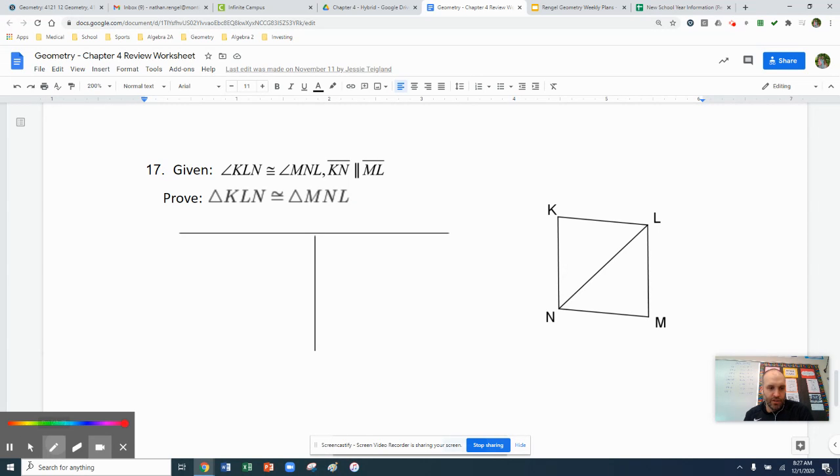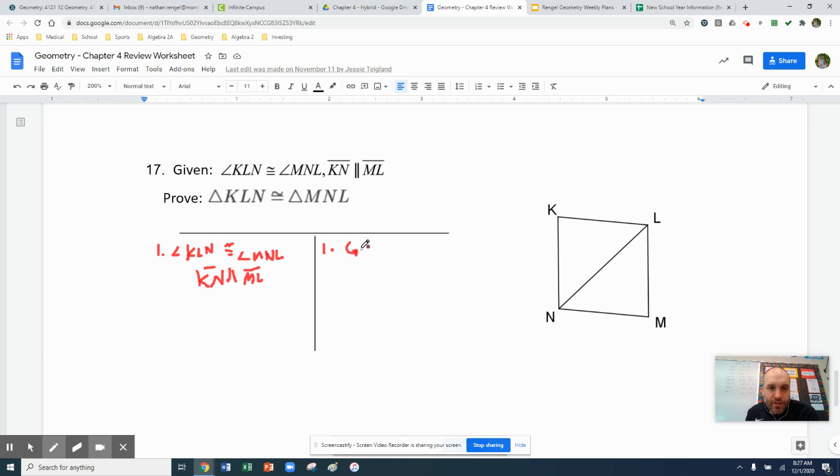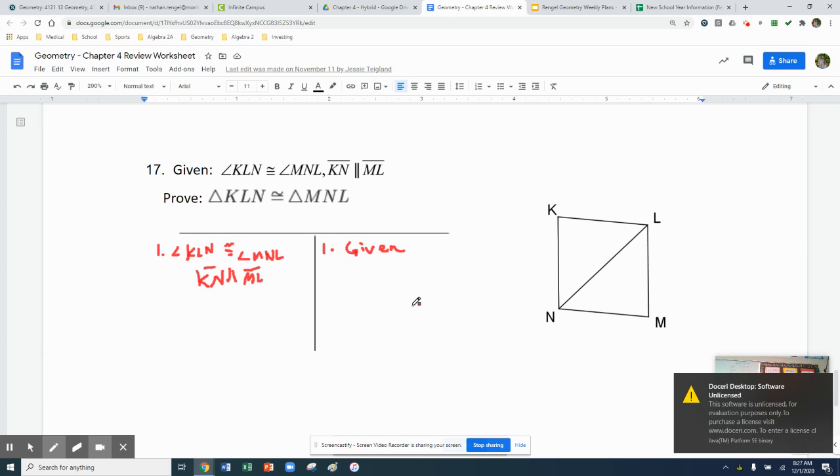Remember, tomorrow on the test it'll be a fill in the blank, so you'll have your given to you. But our given, we'll say our angle KLN is going to be congruent to angle MNL. And then also our side KN is going to be parallel to our side ML. So tomorrow when we're taking our test, our very first reasoning is always going to be given.